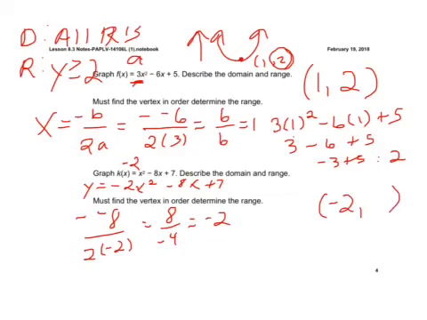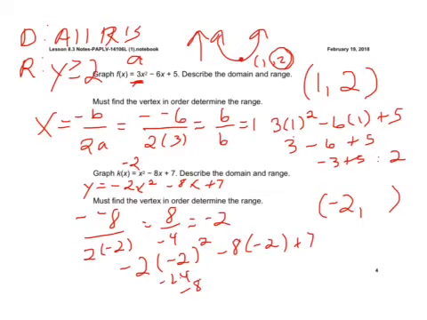Now I have to find my y value. So again, negative 2 times negative 2 squared minus 8 times negative 2 plus 7. Well, negative 2 squared is 4, times that negative 2 would be a negative 8. Negative 8 times negative 2 would be plus 16, plus 7. So negative 8 plus 16 is 8, plus 7 would be 15. So now my vertex is negative 2 comma 15.